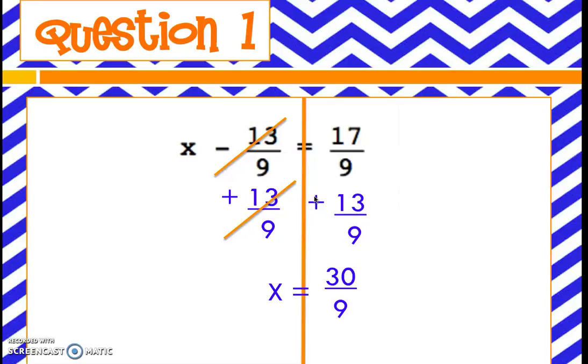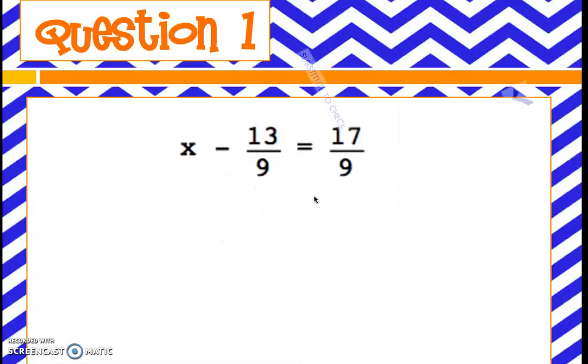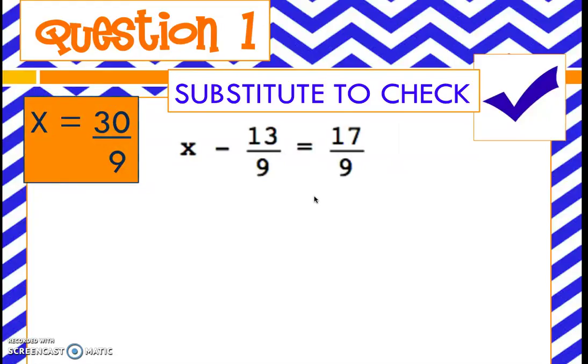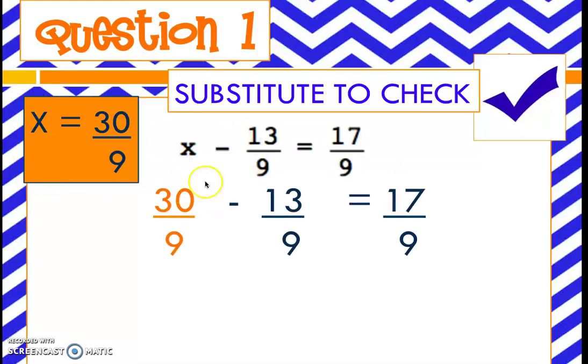Now, I said done, but we're not completely done because we know that with every equation we need to substitute to check and make sure that our solution is correct. So we said that our solution is x equals 30 ninths. So to check, all we have to do is take the x we found and substitute it in for the x that's right here. So our new equation says 30 ninths, that's the part we substituted, minus 13 ninths equals 17 ninths.